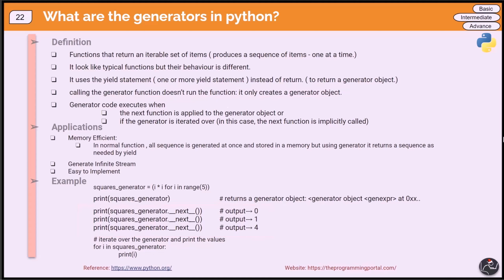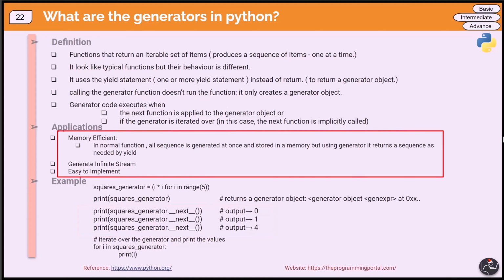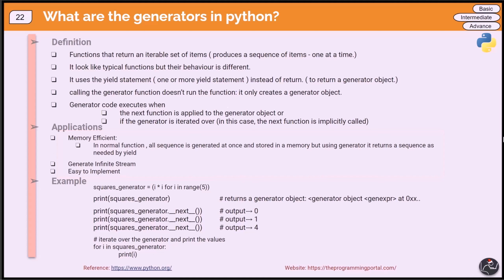What is the use of it? It is very memory efficient and helps in generating infinite sequences or very large sequences without any memory overhead. Also, it is very easy to implement. Syntactically, if you see, it looks similar to a list comprehension with only one change: we use round brackets for a generator and square brackets for a list.